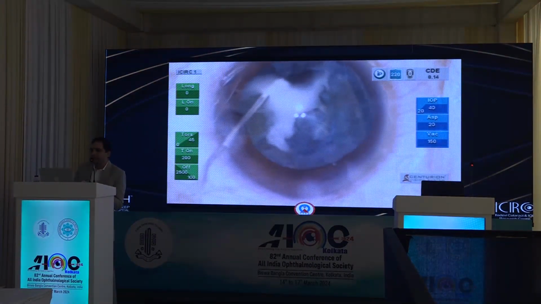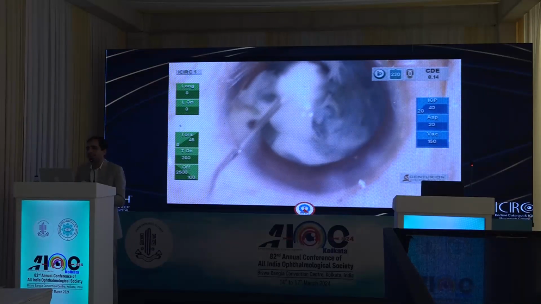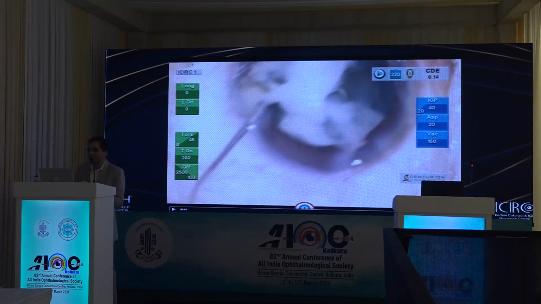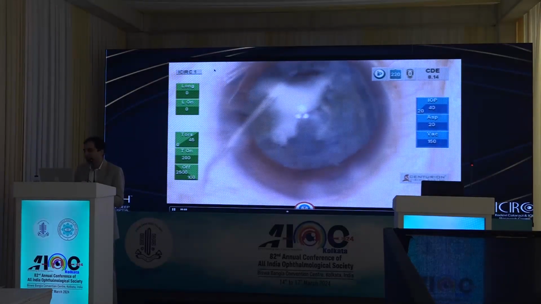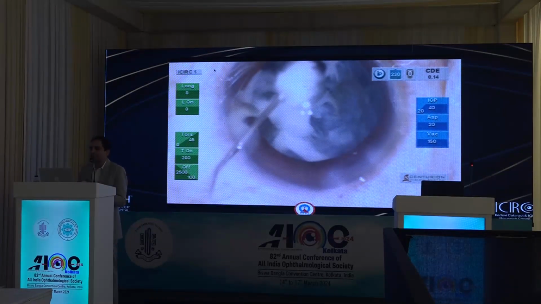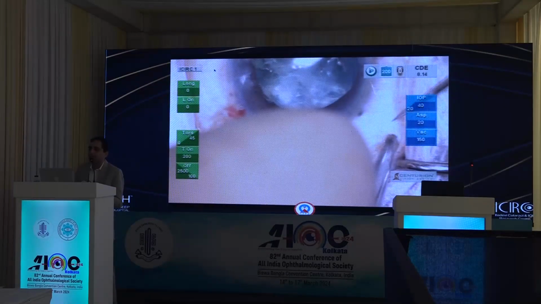So this is a case where 3/4 of the nucleus is inside the capsular bag, but I've noticed a large PCR. So whenever you notice PCR, you must confirm whether vitreous is present or not, and sure enough, it was present.